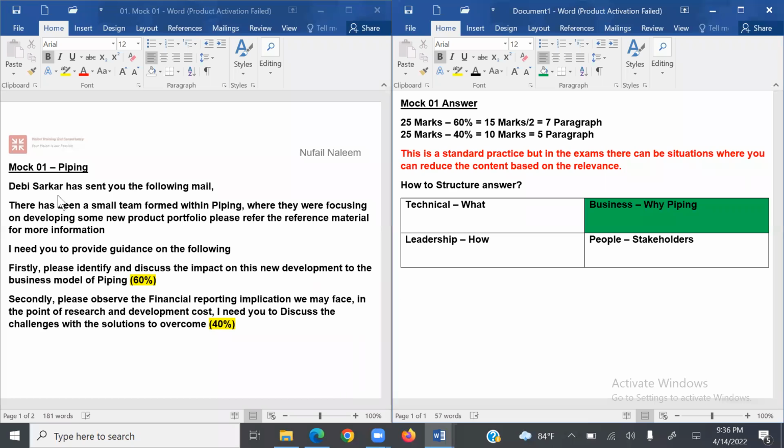Now let's come into the question. So firstly, please identify and discuss the impact of the new developments on the business model of piping.